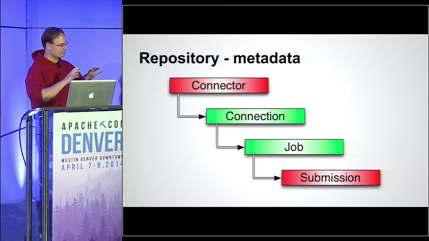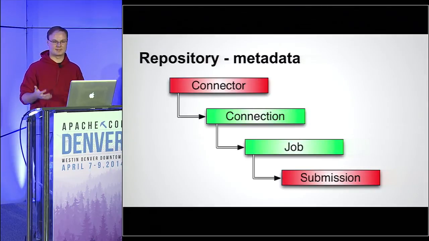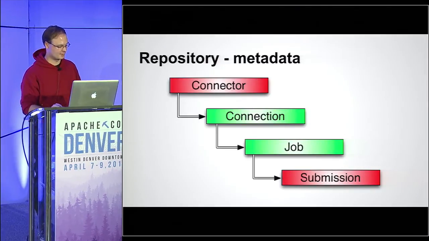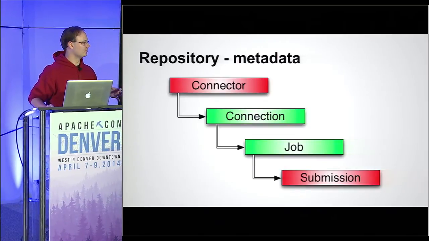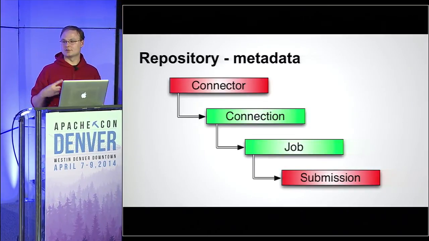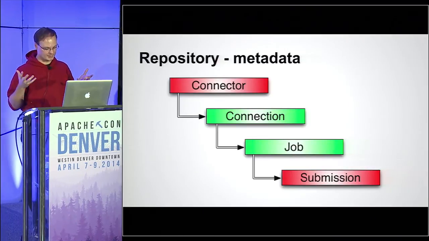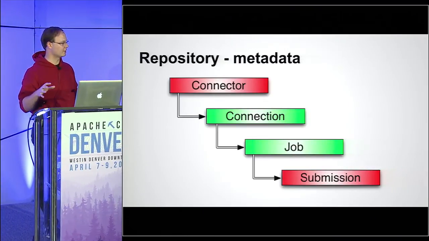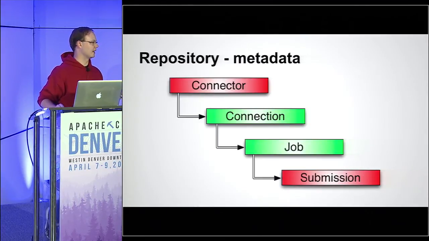Now, all those parameters have two different families or two different sets. You can think about it this way. The first set is actually changing a lot, whereas the second set is not changing at all or almost. So we've promoted and created two high-level objects. The first object is something that we are calling a connection.